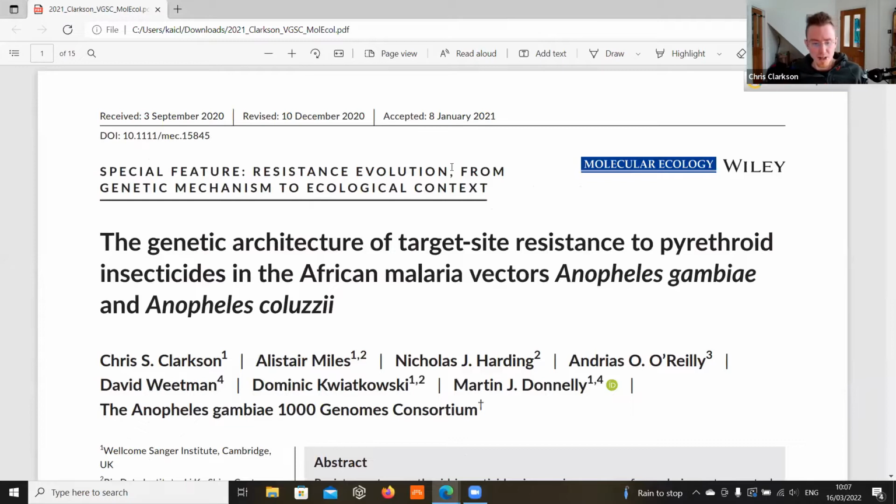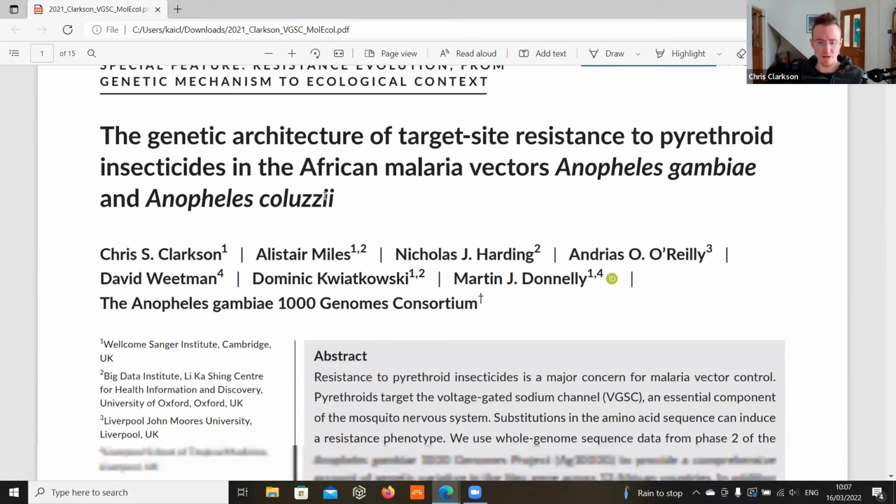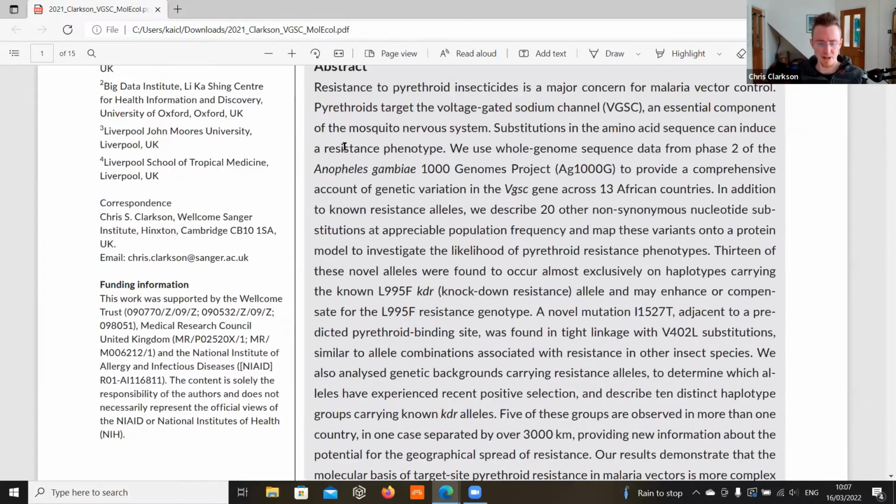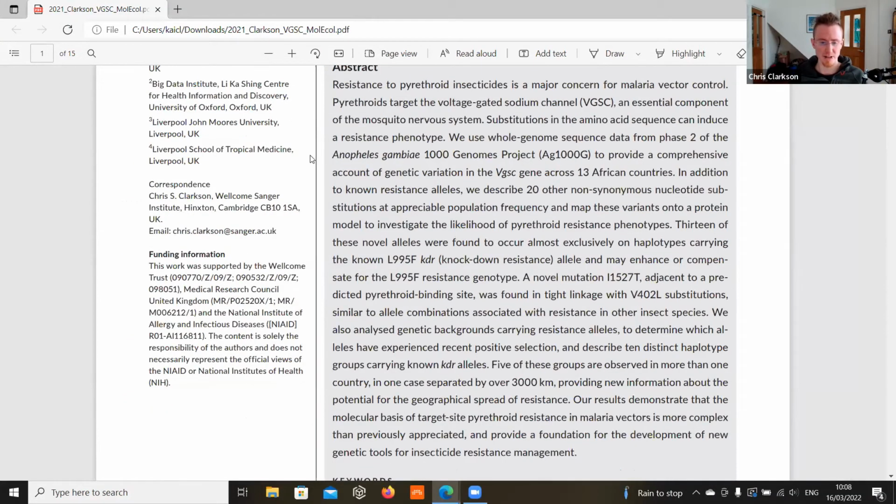Right, so we're going to look at this paper, The Genetic Architecture of Target Site Resistance to Pyrethroid Insecticides in African Malaria Vectors. We're looking at Anopheles gambiae and Anopheles coluzzii, because those were the species in the sample set that we are analyzing here. So let me just talk you through the motivations and the broad strokes of this paper, and then I will get into the different analyses. Let me just zoom out a little bit so you can see the abstract there.